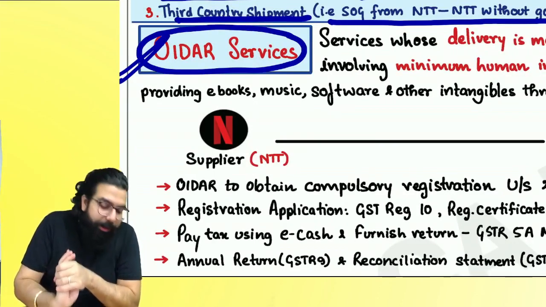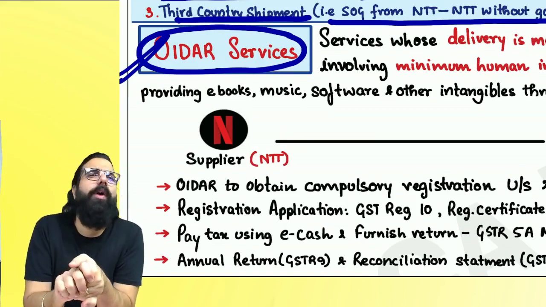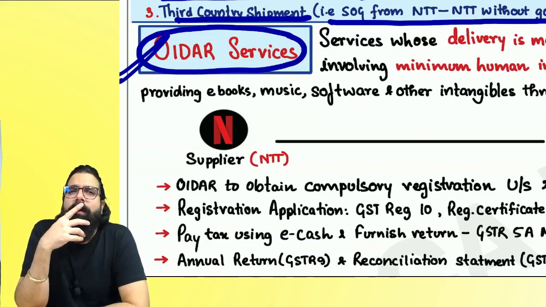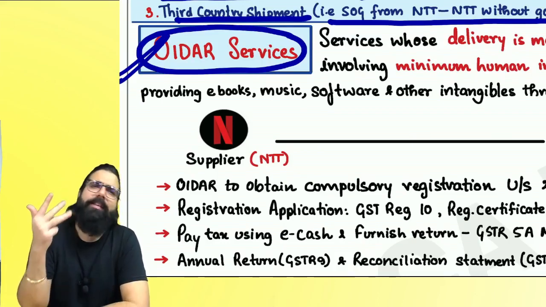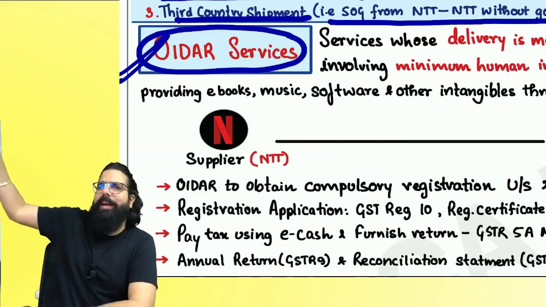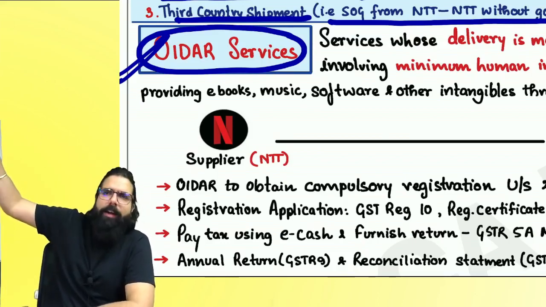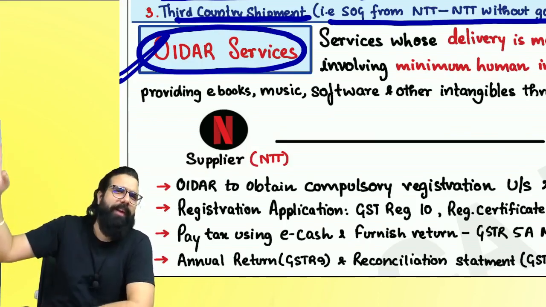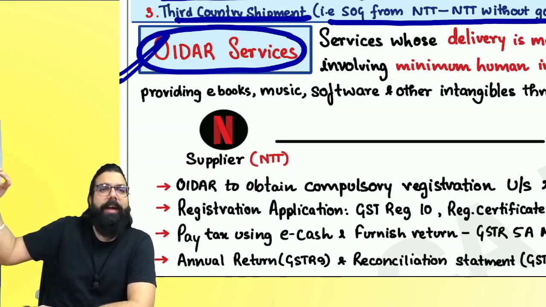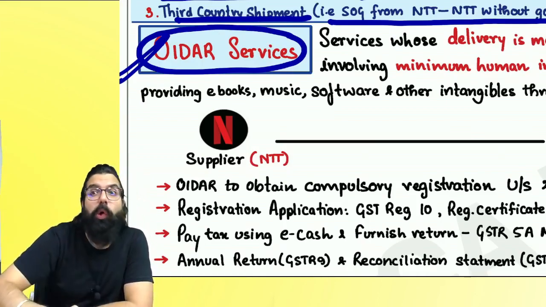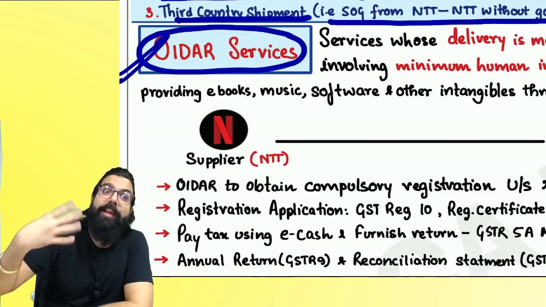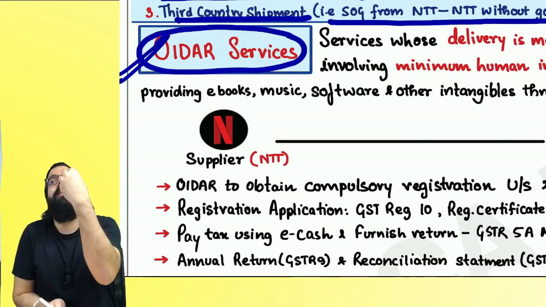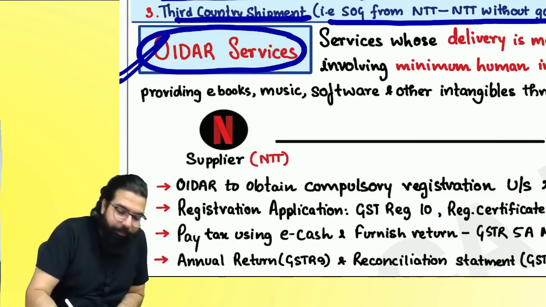Now, they are talking about OIDAR service. What do you mean by OIDAR service? It is online information database access and retrieval service. Online, there is information, some data which you can retrieve and access, and that is the service provided by Netflix, Amazon Prime, correct? But they have given the definition and told what is OIDAR service, and they have also included some services. Are we clear? These services will be termed as OIDAR service.